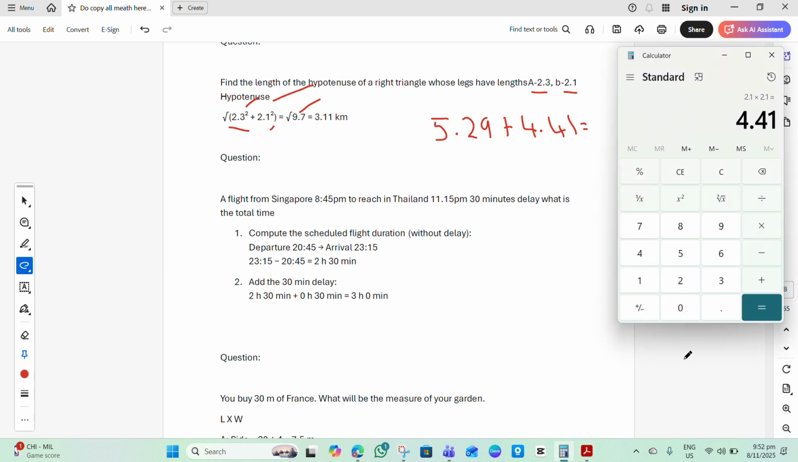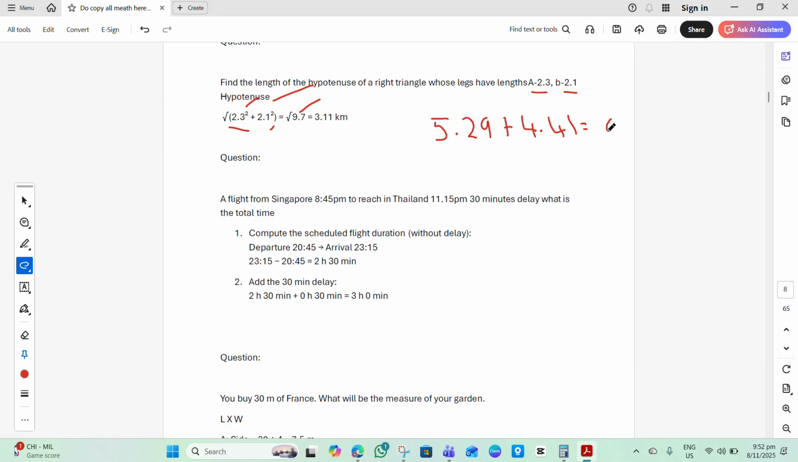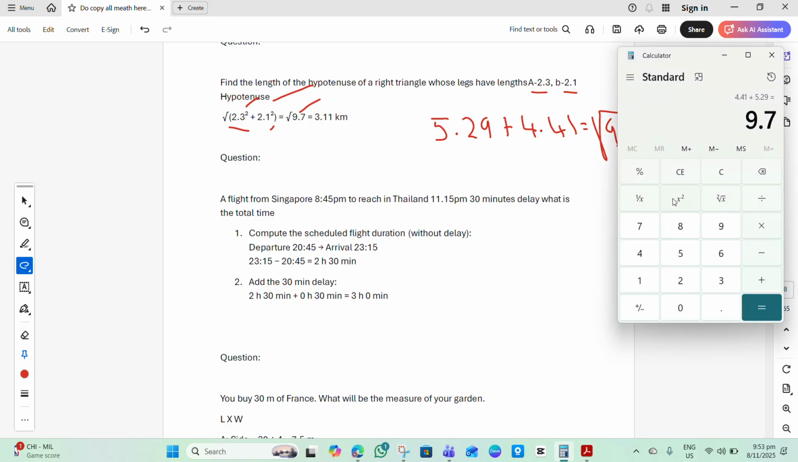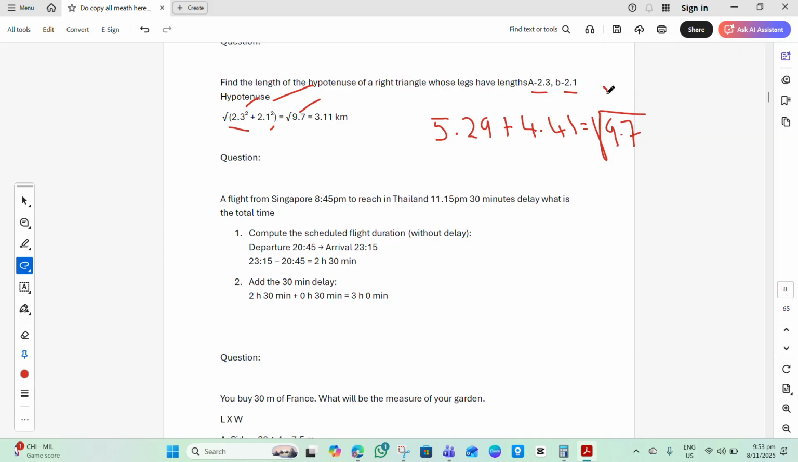4.41 plus 5.29 equals 9.7. So the square root of 9.7 is 3.11. So this is the answer.